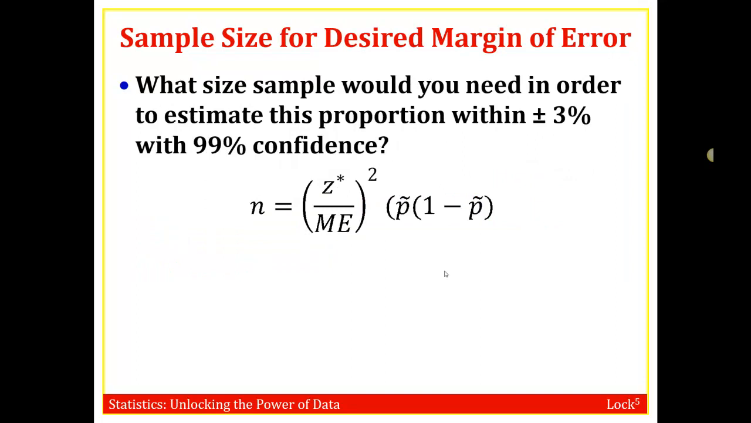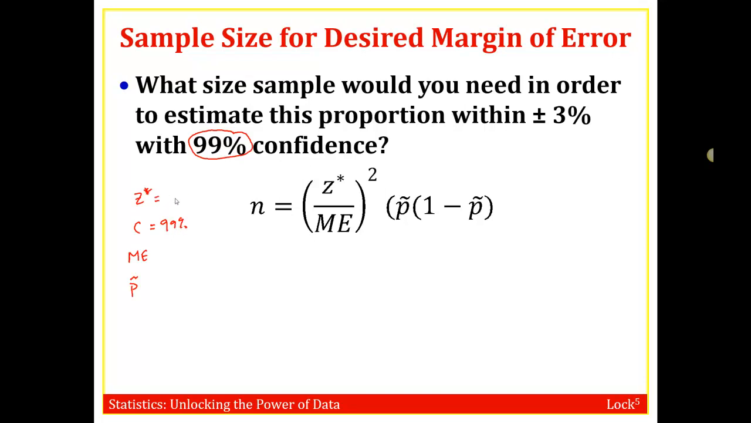Again, here's our formula, and let's write down all the important information before we start plugging things in. So looking at my formula, I know I need to know Z star. Z star is based on my level of confidence. I'm also going to need to know the desired margin of error that I want and have a value for P tilde. So starting with my level of confidence, this time I want to be 99% confident.